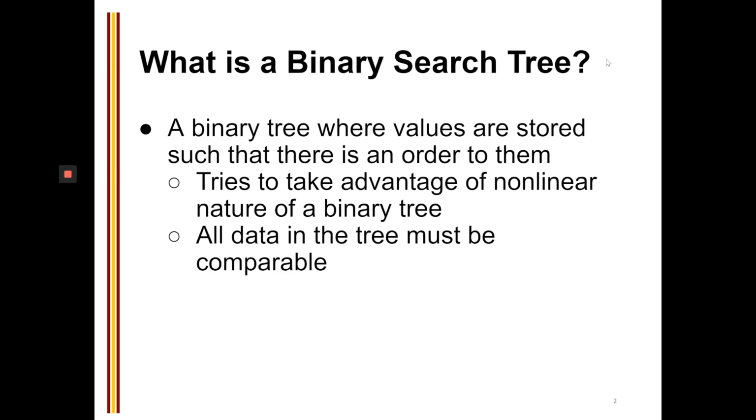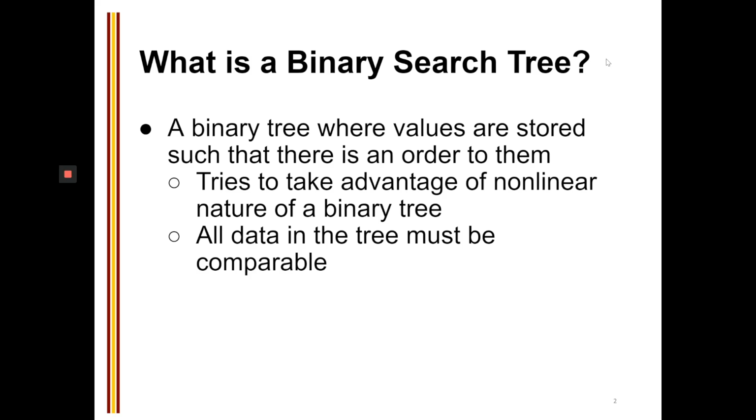A binary tree where values have an order, and the specific order takes advantage of the fact that trees are nonlinear, and so it gives us the ability to search for things more rapidly than if we had to do a linear search, right? What's going to end up happening is we're going to be able to search for data in this binary search tree in log n time, right? And log n is way better than n time, which is what you would get from a linear data structure.